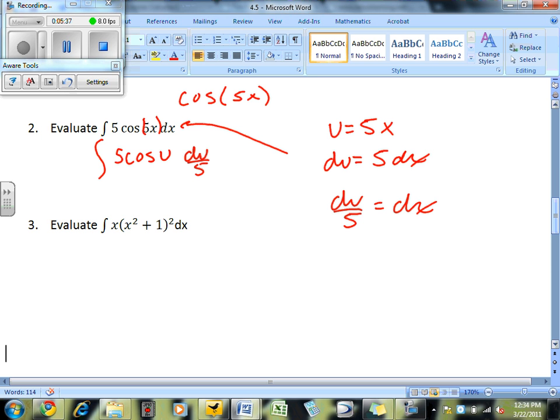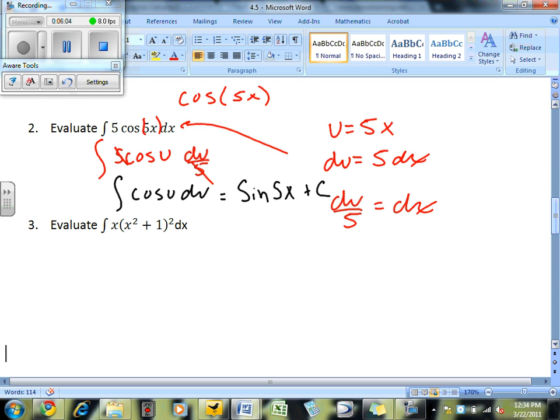If you notice, it's saying 5 times cosine, so this 5, we can cancel those out. And we're just left over then with the integral of cosine of u du. The integral of cosine is sine, so it's going to equal the sine of u, and we go ahead and plug our u back in, so the sine of 5x, then plus c.